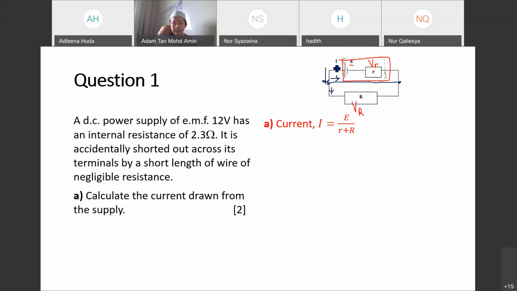So when there is a short circuit, what happens is the current generated from the power supply comes in here. When it meets the node, almost all of the current will flow into the branch with no resistance at all, the length of wire of negligible resistance here. It will go in here. So that's where the short circuit occurred.